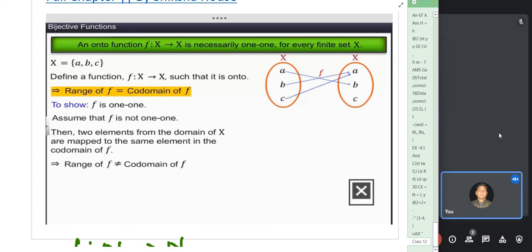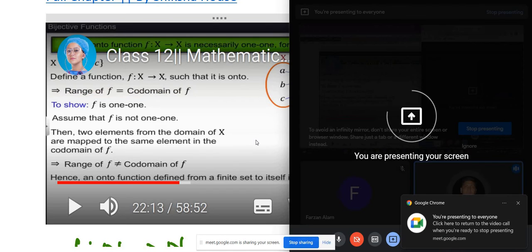This is a contradiction to the fact that the range and the codomain of f are not equal. Your screen is shared. Now can you see?